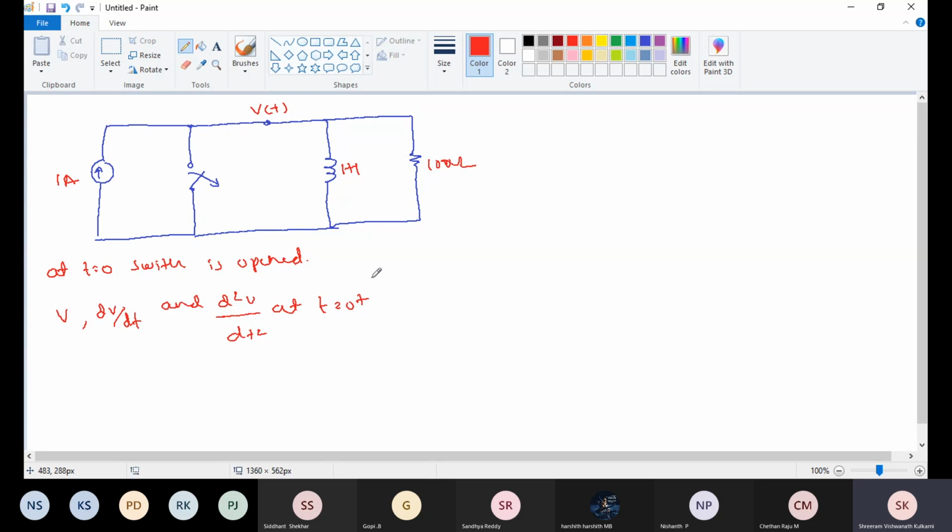Now we know at t equal to 0-, the initial current flowing through this inductor, because at t equal to 0 the switch is opened. So at t equal to 0-, the initial current flowing through the inductor, that is iL, equals 0.